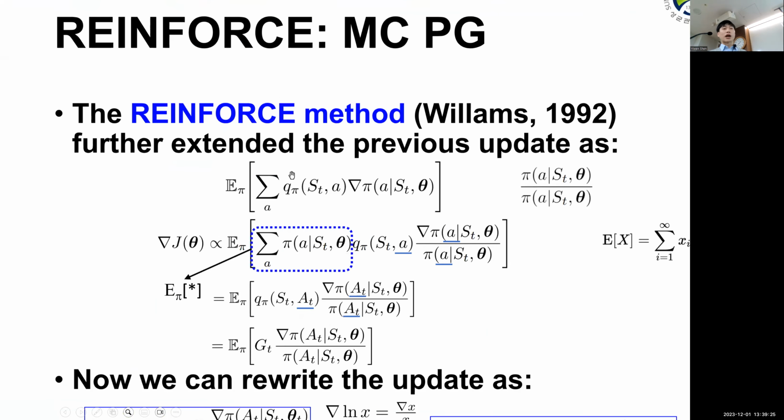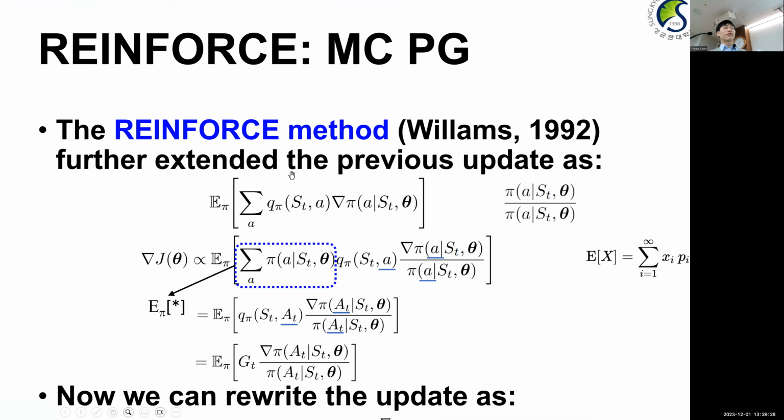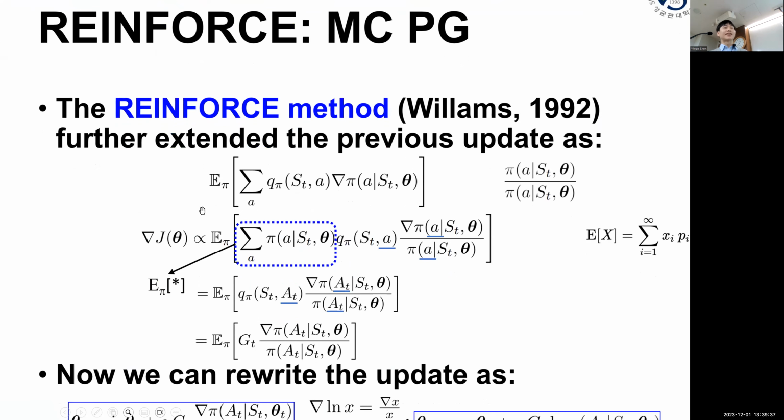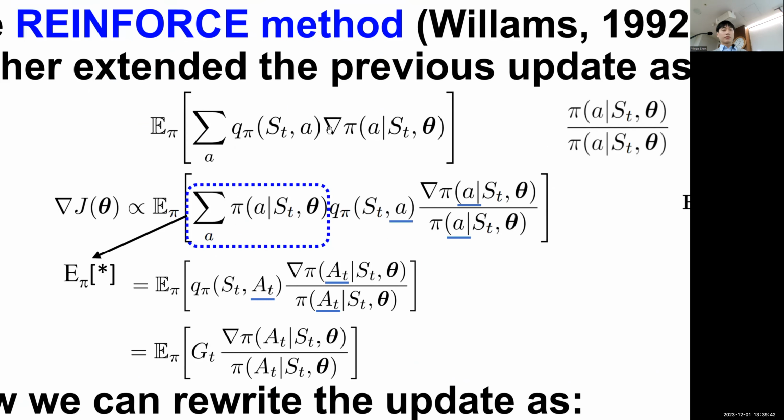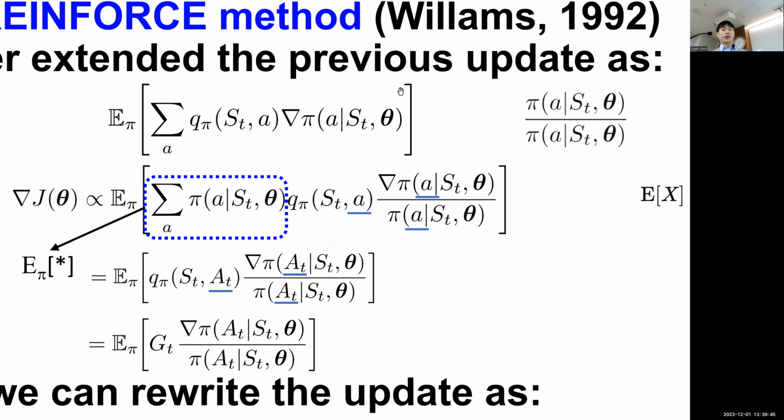Which leads to our first algorithm called REINFORCE. The REINFORCE method, published in 1992, further extended the previous updates, as you can see here. Actually, there is a Q pi S T A here, but usually before the Q pi we put the policy. The policy times the action value function will lead to the state value, right? Action value to the next state.